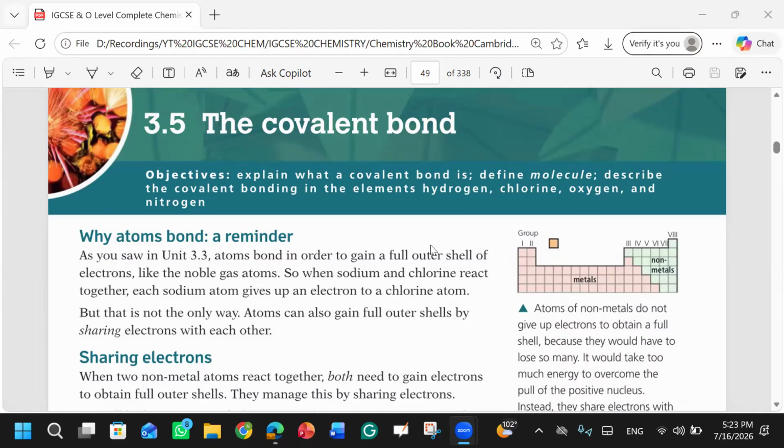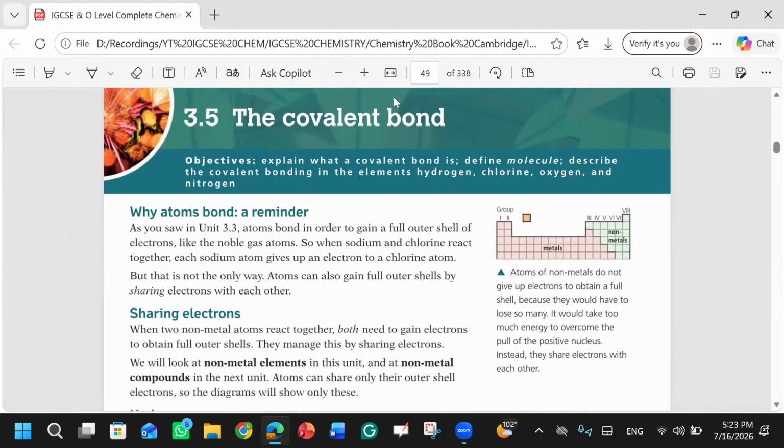What are positive ions known as? Cations. And negative ions are anions. Positive charges, cations; negative charges, anions. And how are anions formed? And how are cations formed?